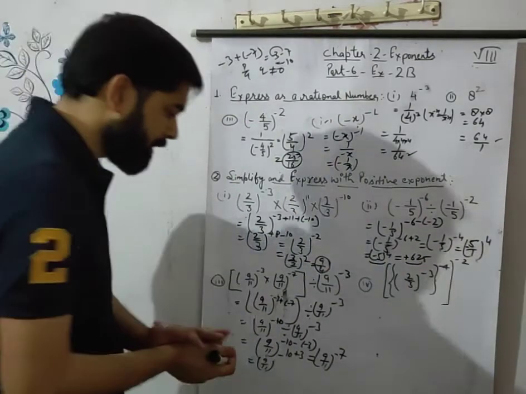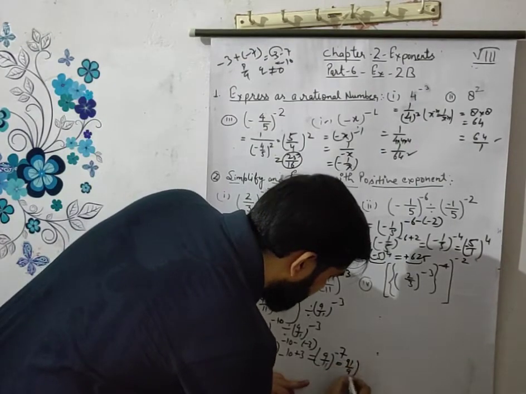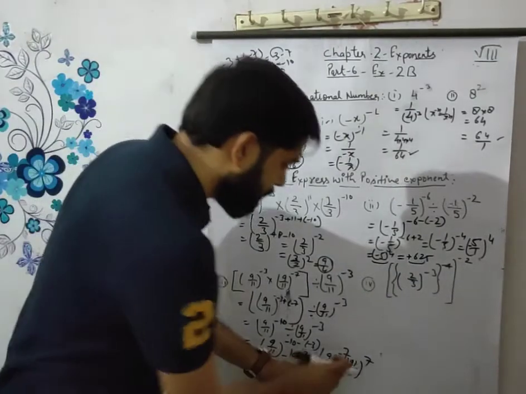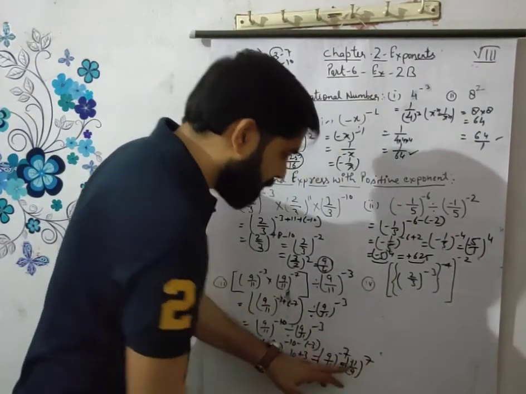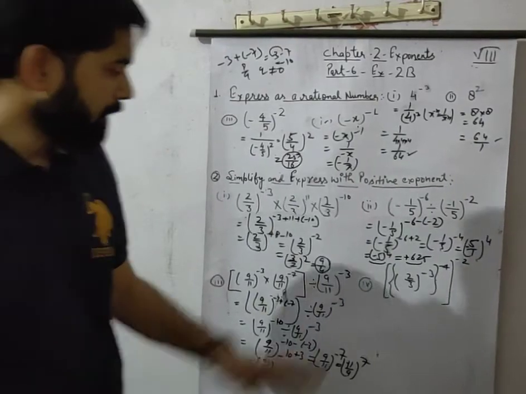You can write this answer as 11 upon 9 to the power 7, because the power minus 7 is in negative form. So the answer will be 11 upon 9 to the power 7. Understood? Now next.